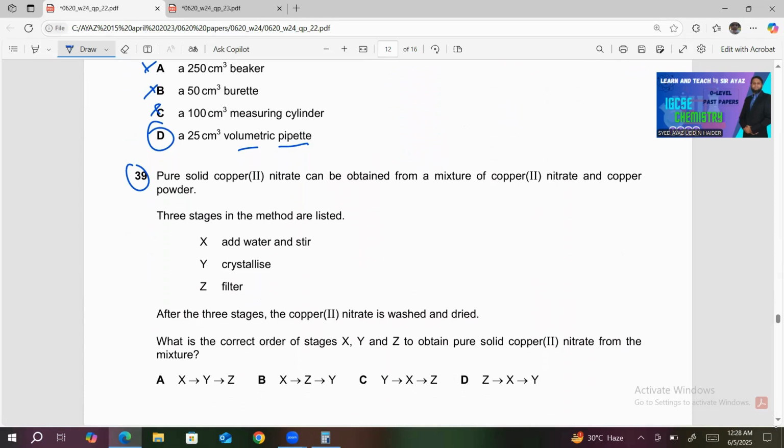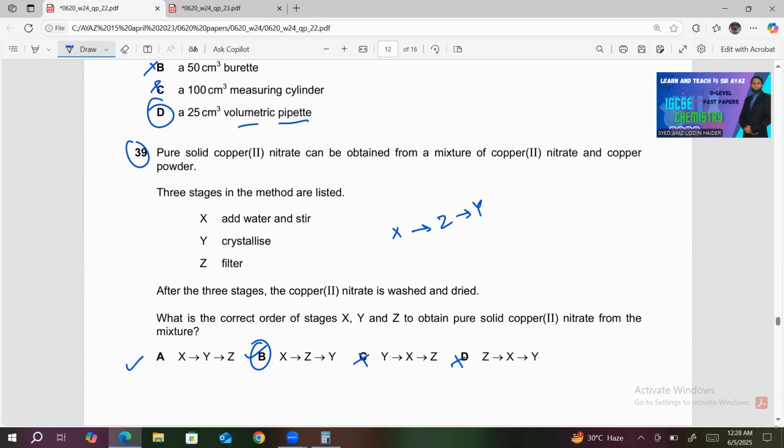We have to add water, then stir. So it must be the first step. So either A is correct or B is correct. C and D is incorrect. In the next step, you have to filter. So we will have X, Z, then Y, crystallize. B must be the right answer in this case.